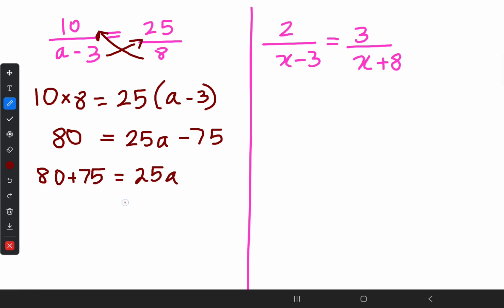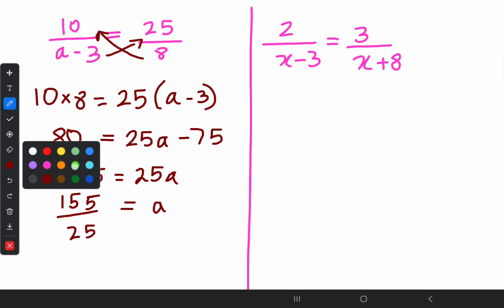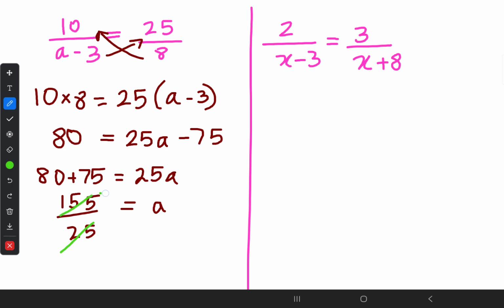Thereafter, a equals 80 plus 75, which is 155, divided by 25. We can simplify them by using the number 5. So 31 upon 5. a equals 31 upon 5. Since 31 upon 5 is an improper fraction, you have to denote it as a mixed fraction: 6 and 1/5. This is the final answer for a.